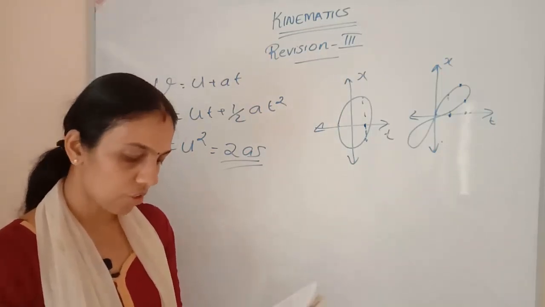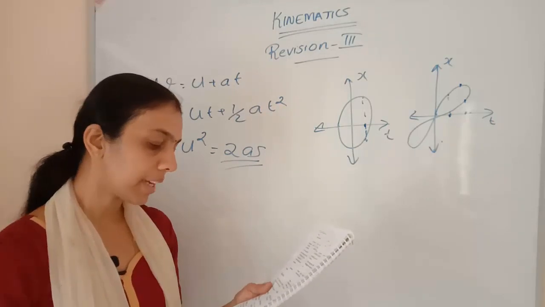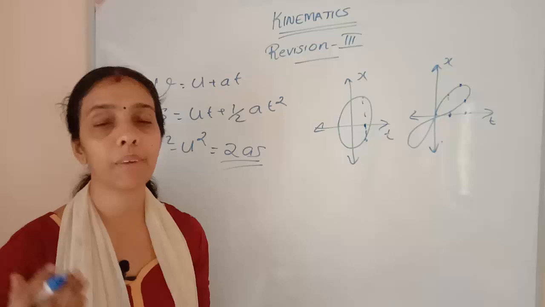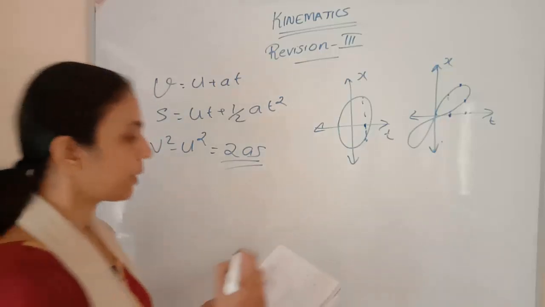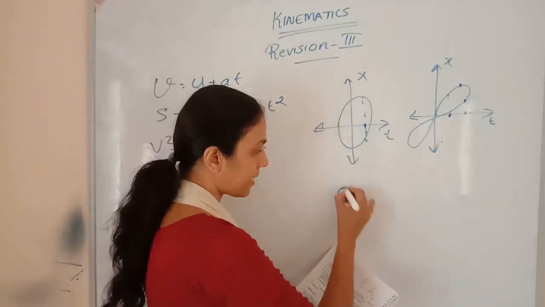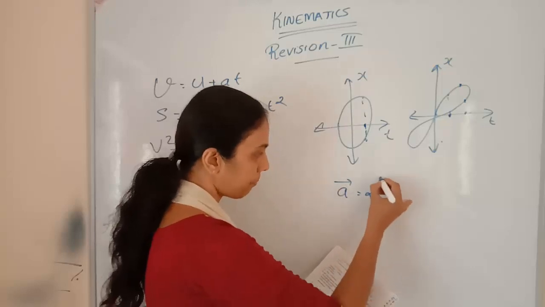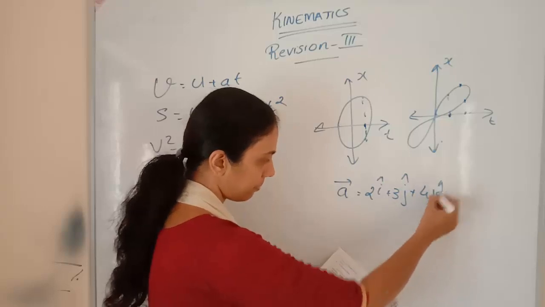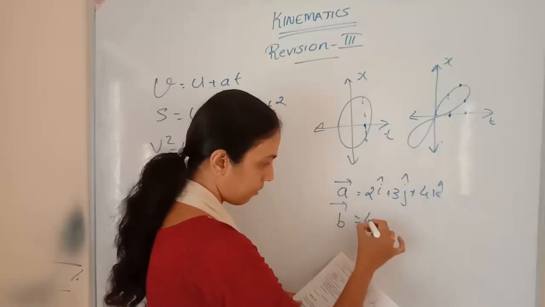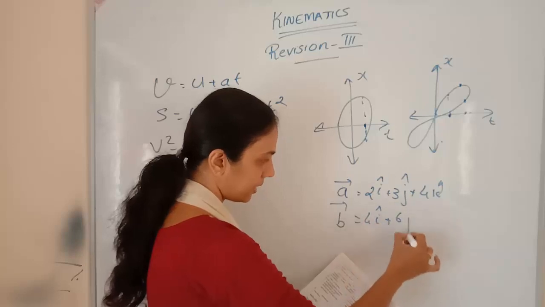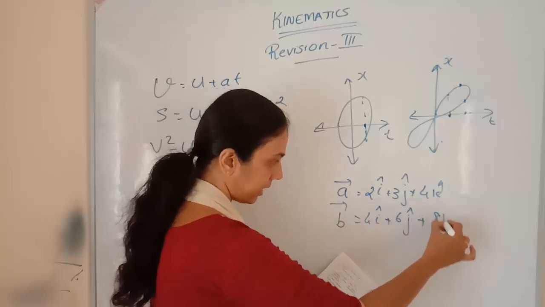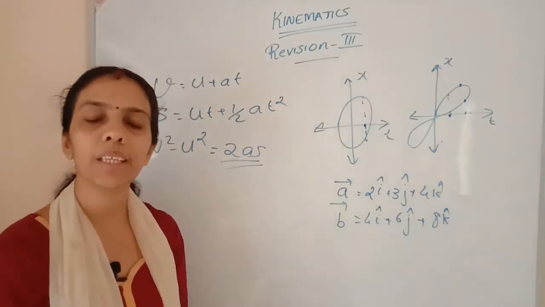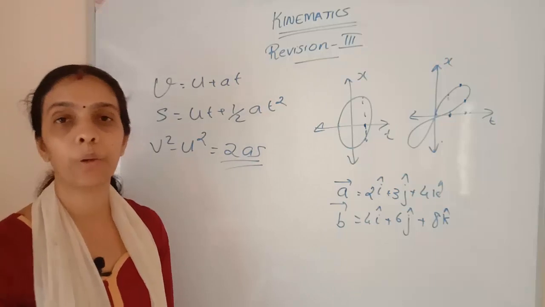Okay, so the next question is to find whether the given vectors are parallel or not. How can we find out whether it is a parallel vector or not? Here the vectors are given as A equals 2i plus 3j plus 4k and B equals 4i plus 6j plus 8k. Are they parallel or not?